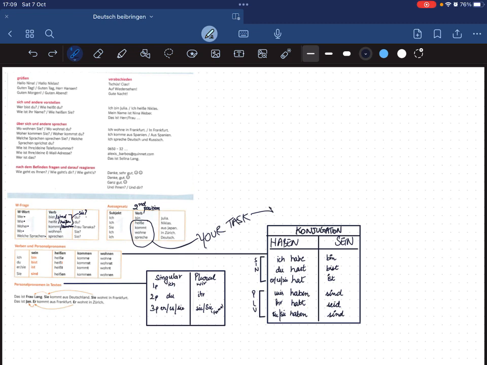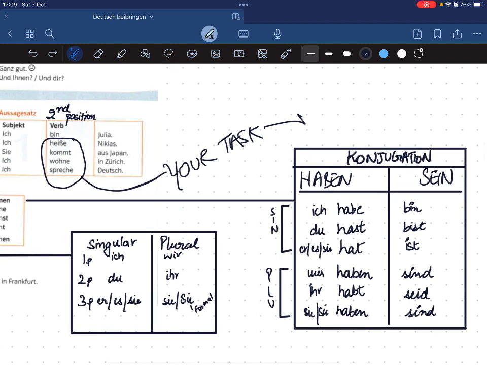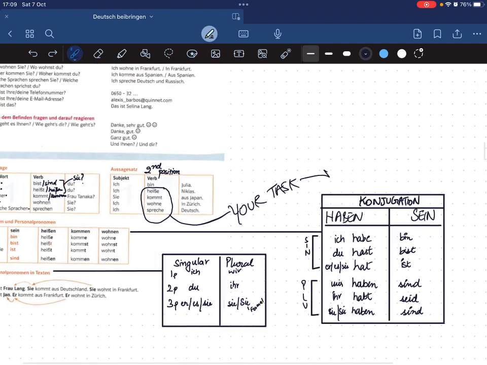So yeah guys, that was for today. Your task will be to write conjugation of heißen, kommen, wohnen and sprechen.